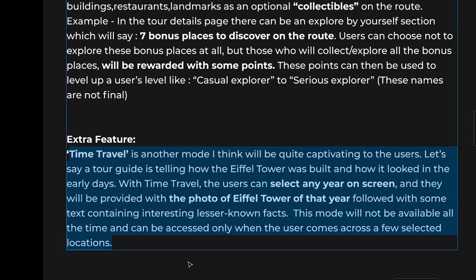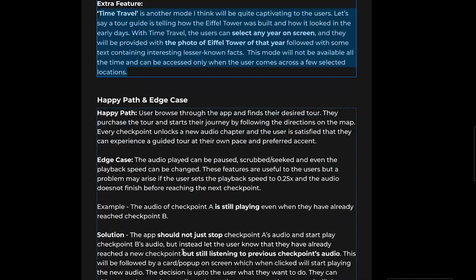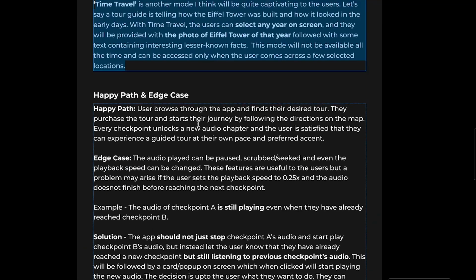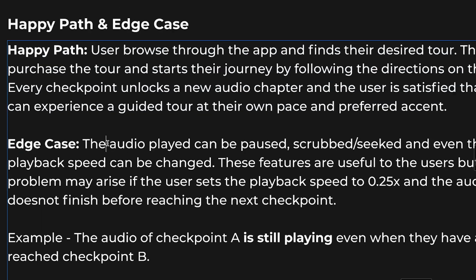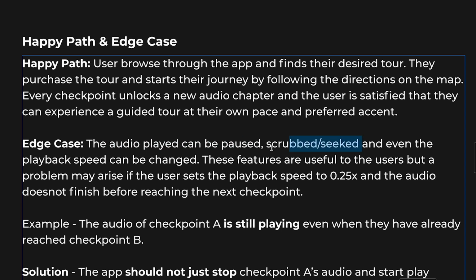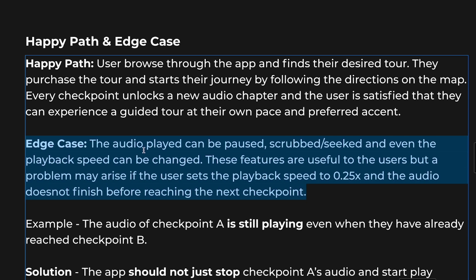Then you have this extra feature of time travel, right? Now he's also mentioned the happy path and the edge case. So the edge case is that the audio can be paused, scrubbed, and even changed. Now this is not an edge case. This is how the current behavior is. These features will be useful to users, but a problem will arise if they want to set the playback. Again, this is not an edge case. The edge cases in this case would be if there is no internet connection, when there is low battery, or if the GPS is not working, right?